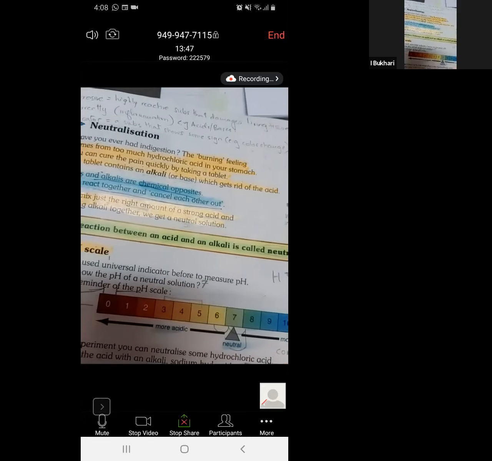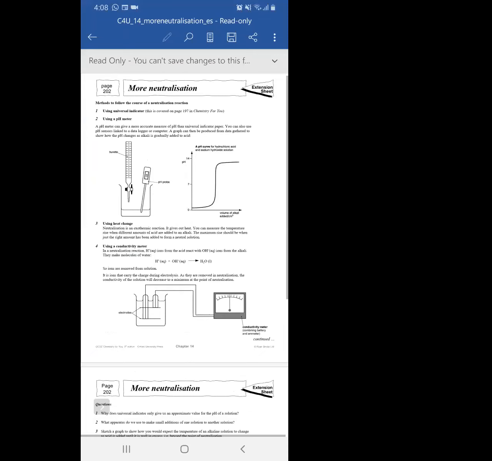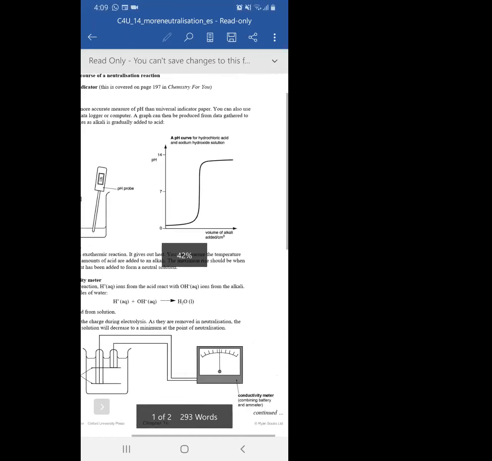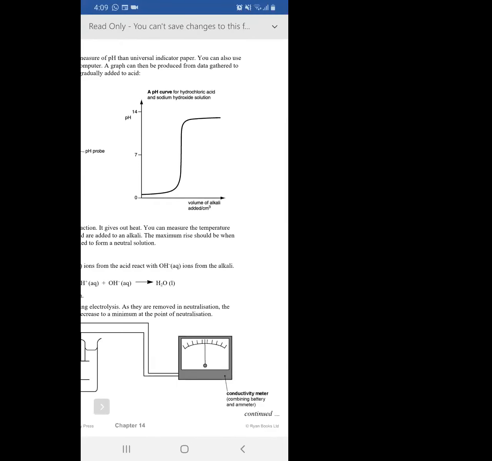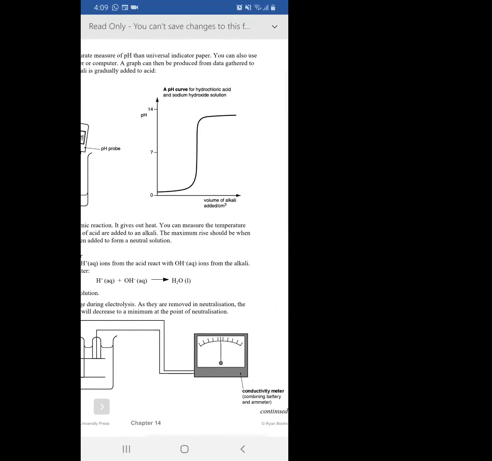Okay, then, back to my screen. So this can be connected to a computer and then we can have this graph. Now let's talk about this graph a little bit. Initially you had some acid, right? The x-axis is the volume of alkali and you have some acid already in a beaker, and now you're adding alkali gradually.